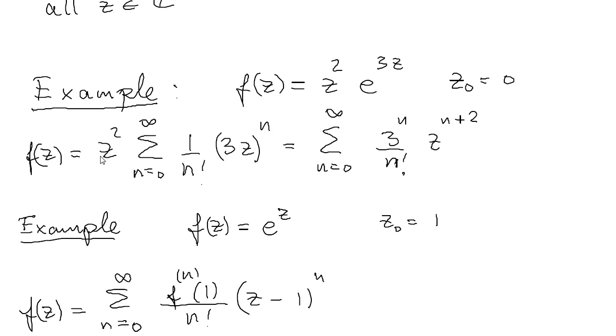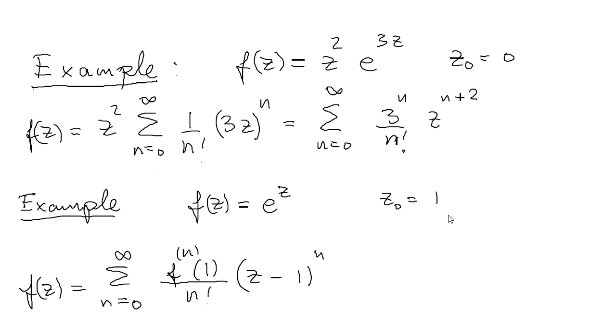And this z squared can be multiplied with each term of the infinite series, and what we then obtain is that we can replace this times z squared by 3 in the power of n over n factorial multiplied with z in the power of n plus 2.